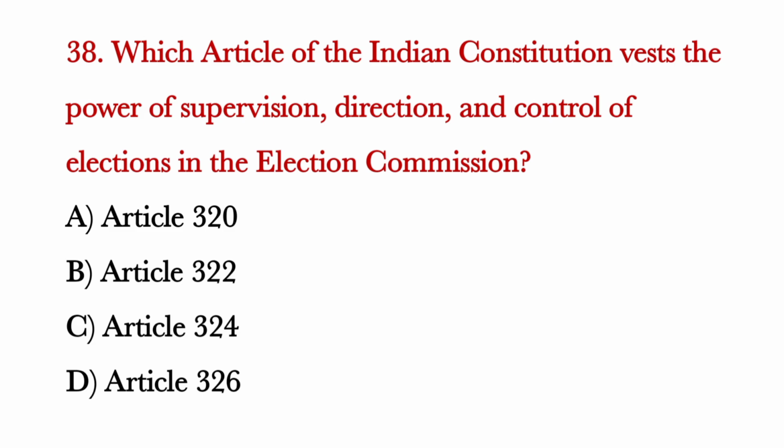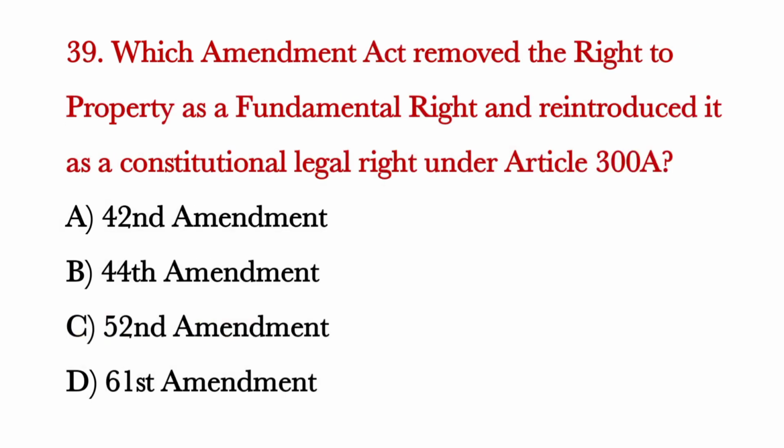Which article of the Indian Constitution vests the power of supervision, direction, and control of elections in the Election Commission? Correct answer is option C, Article 324. Which Amendment Act removed the right to property as a fundamental right and reintroduced it as a constitutional legal right under Article 300A? Correct answer is option B, 44th Amendment.